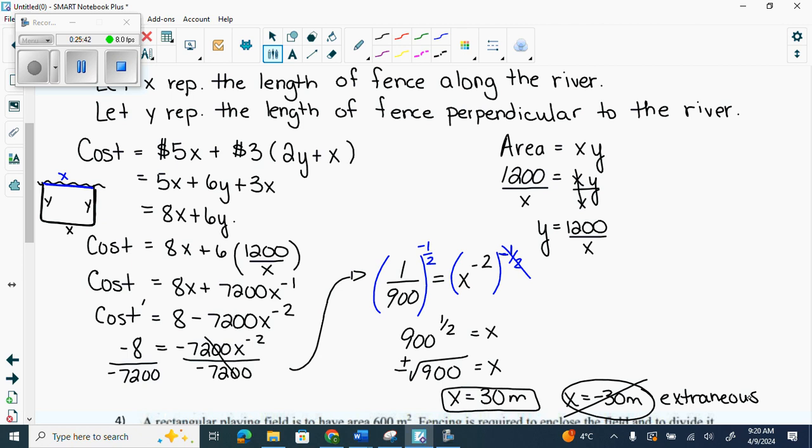This is the right response on the AP exam. You'd say negative 30 meters. You wouldn't use the word extraneous. You can just say negative 30 meters does not work because that is a negative length, which we cannot have. Why can we not just write down extraneous? Because you want to explain it.